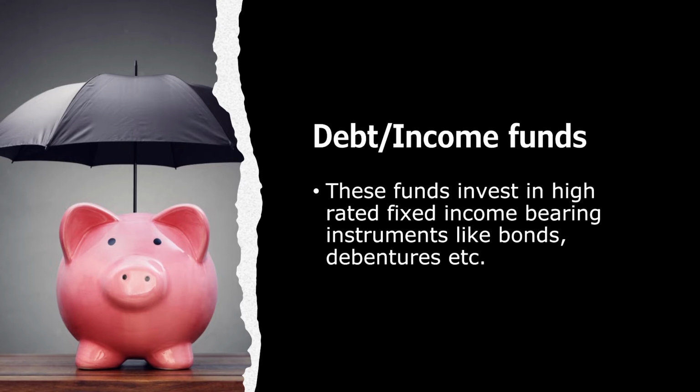Next is the debt and income funds. These funds invest predominantly in high rated income bearing instruments like bonds, debentures, government securities, commercial papers and other money market instruments. They are best suited for medium to long term investors who are averse to risk and seek capital preservation. They provide a regular income to the investors. So basically these are for those who plan to invest for the medium to long term and who don't want to take risk. They are into high rated fixed income bearing instruments like bonds, debentures, government securities. So the risk in these is very low.